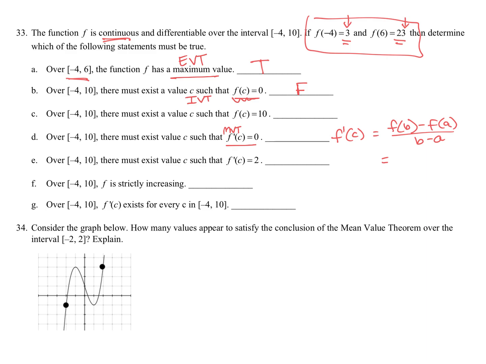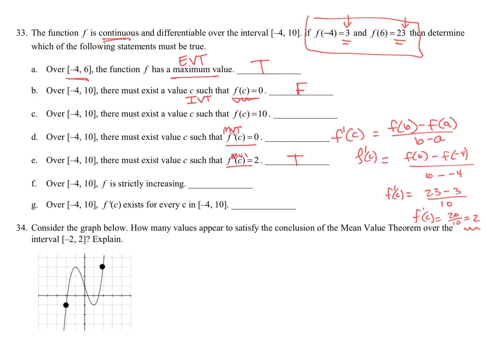And the average rate of change from -4 to 10 would be f of 6 minus f of -4 over 6 minus -4. The outputs at 6 and -4 are 23 and 3. And 6 minus -4 is 10. So that's 20 over 10. So I'm guaranteed f prime at some point c. I'm guaranteed that f prime will equal 2. Oh, cool. So this one would be true.